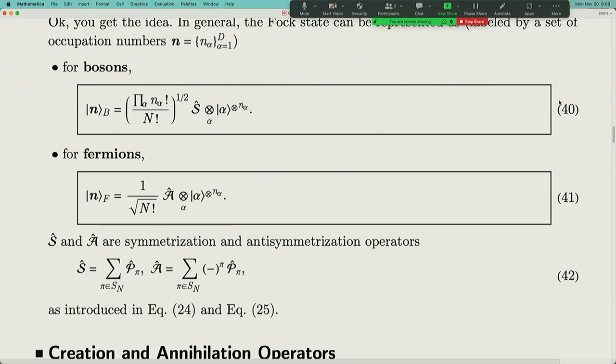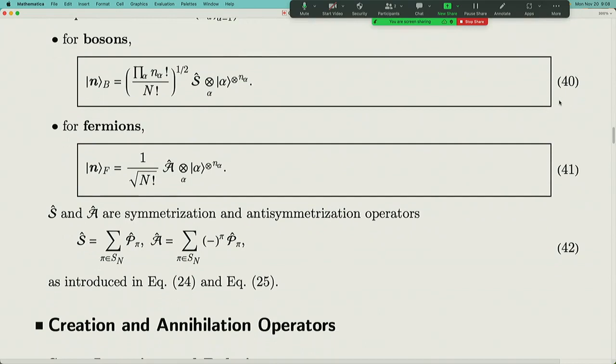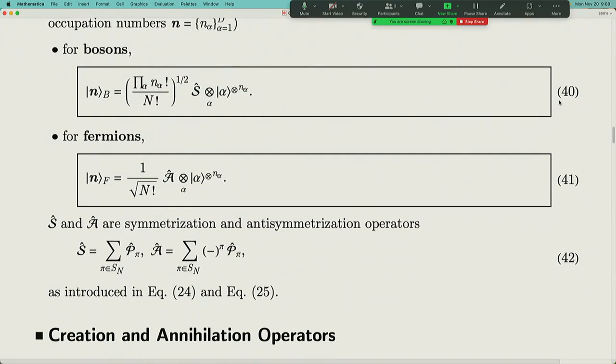as we required. And for fermions, it's the same idea. You anti-symmetrize the representative state. So this is how we construct a bosonic second quantized state and a fermionic second quantized state. Both are labeled by the occupation numbers. Okay? Any questions? So that's what we have learned so far.